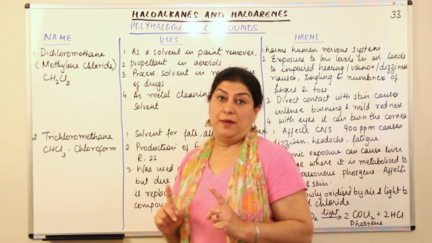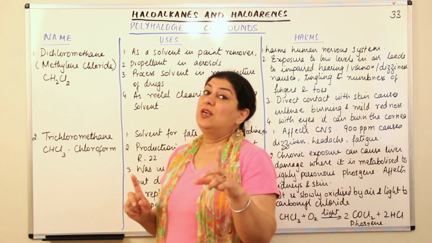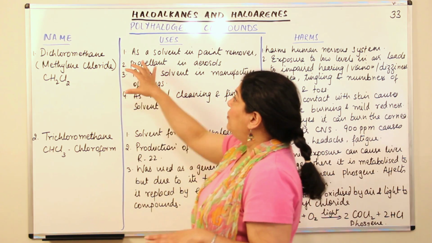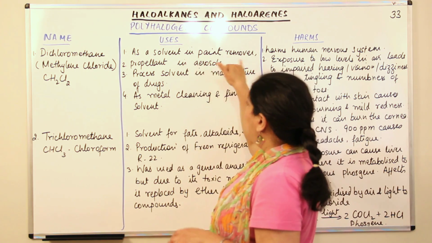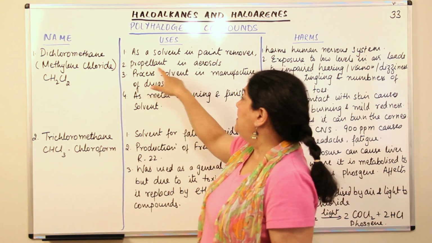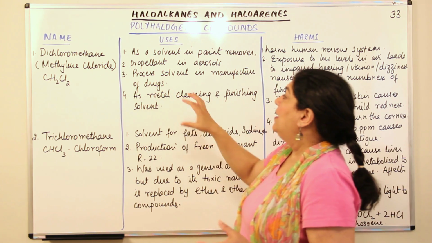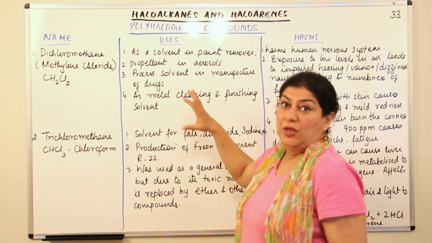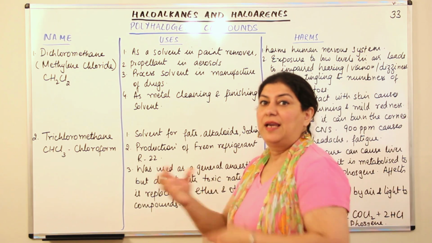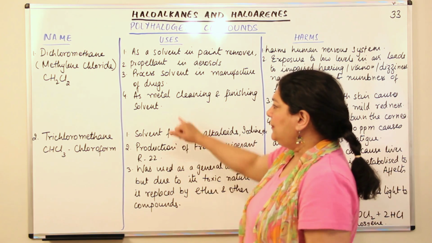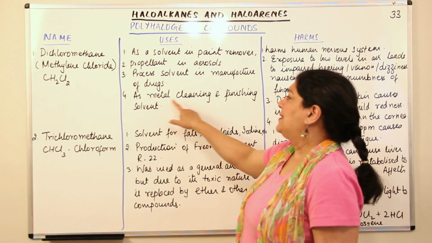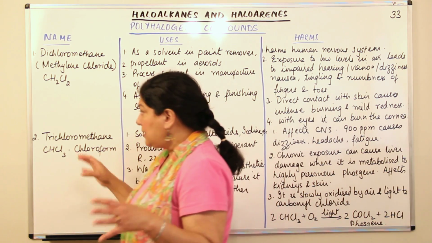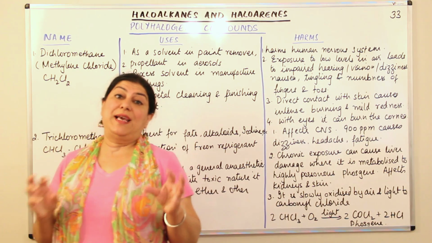Remember, these are all organic compounds, and if they are liquids, they would make non-polar solvents. So they act as a solvent in paint removers. They are used as propellants in aerosols. They are used as process solvents in the manufacture of drugs. When you are manufacturing drugs, they can be used as solvents there. And it is used as a metal cleaning and finishing solvent. So basically you see that this is a compound which is used as a solvent at many places.